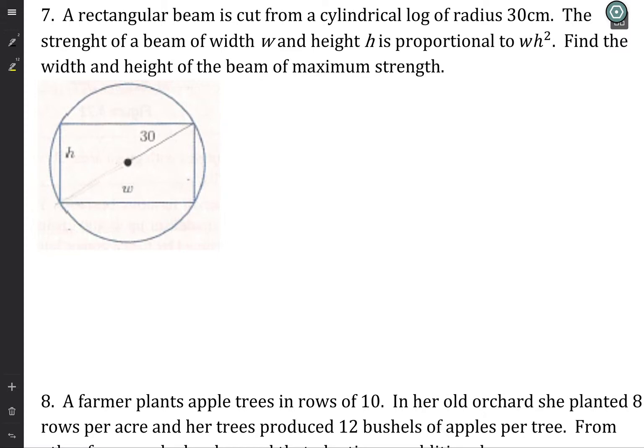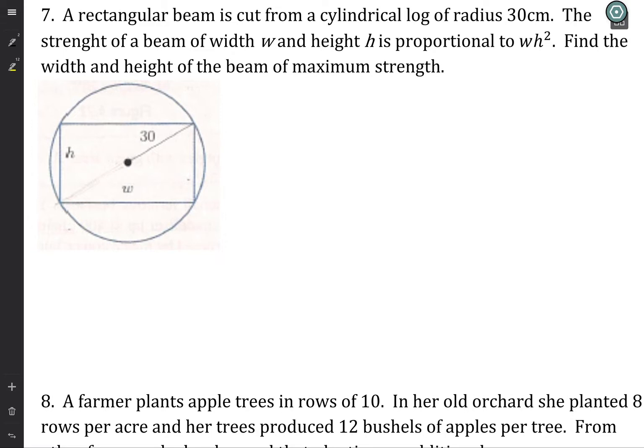Hi everyone. In number 7, we're given basically a rectangle inscribed in a circle picture. And the situation is supposed to be that the circle is a log. So this is actually visualized 3D, right? We're just looking at a cross section. It has a radius of 30 centimeters.